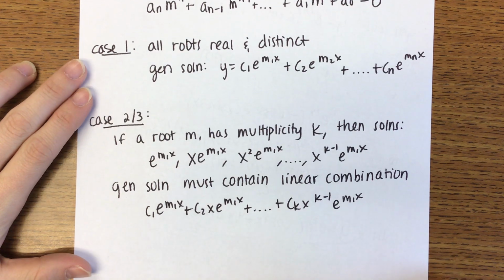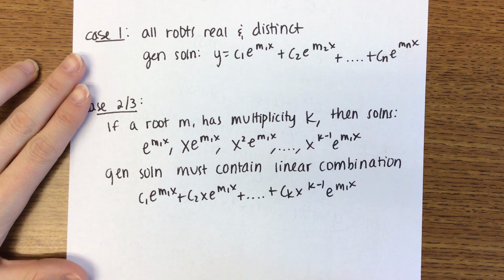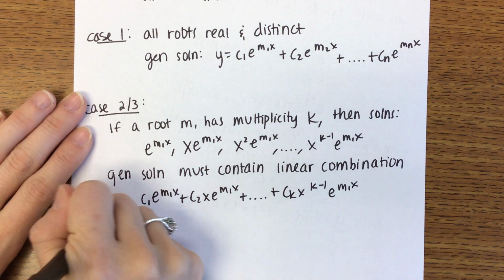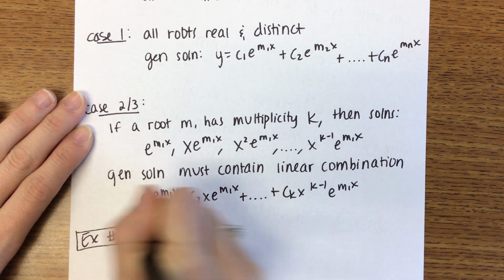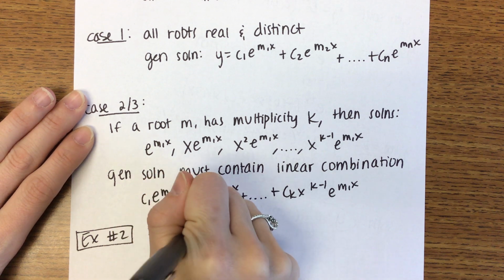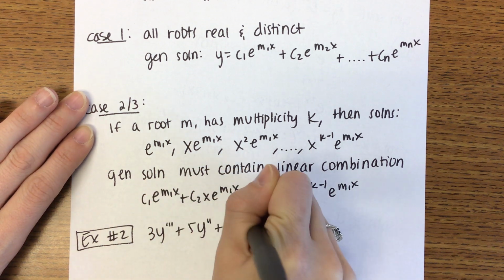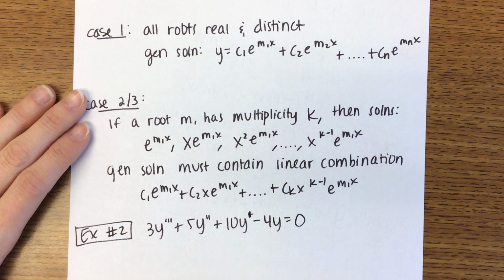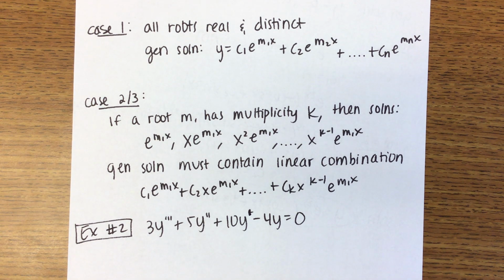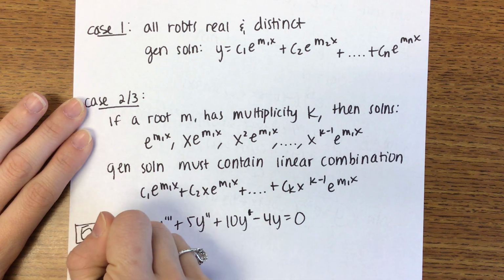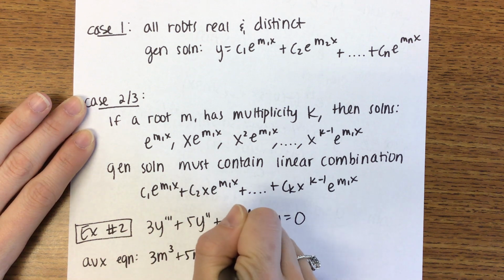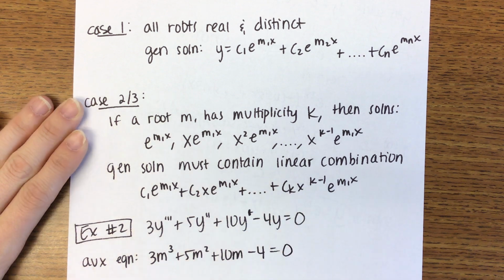We're going to do one example of higher order than second, so you can see the way to approach it. And then that'll be the rest of our notes. We have 3y triple prime plus 5y double prime plus 10y prime minus 4y equals 0. Our aux equation then will be 3m cubed plus 5m squared plus 10m minus 4 equals 0.